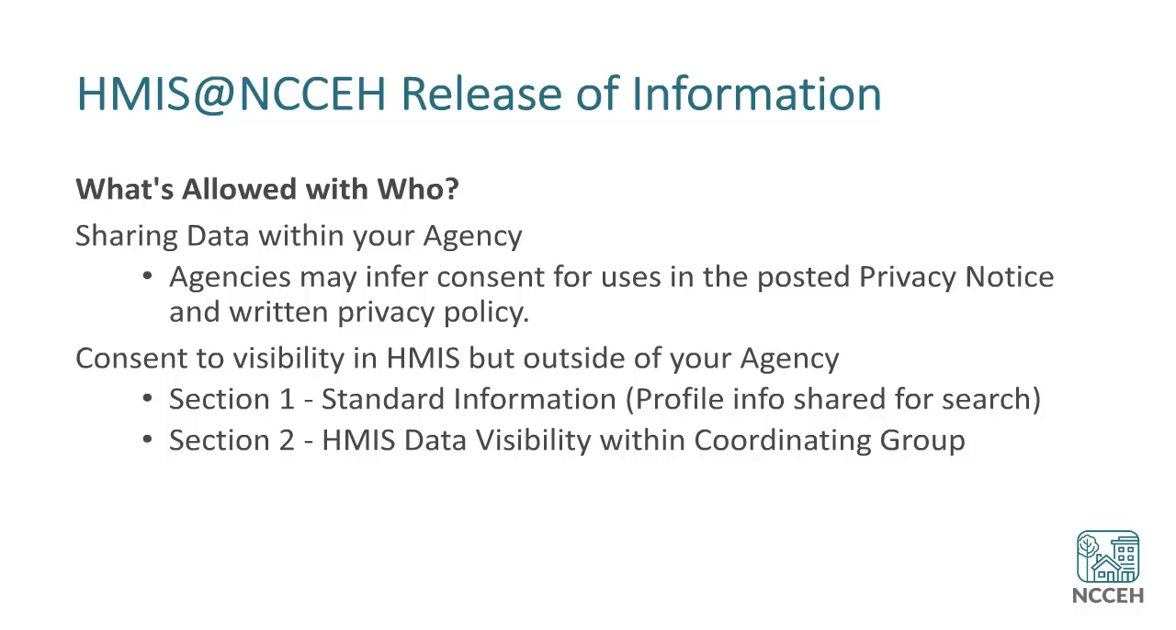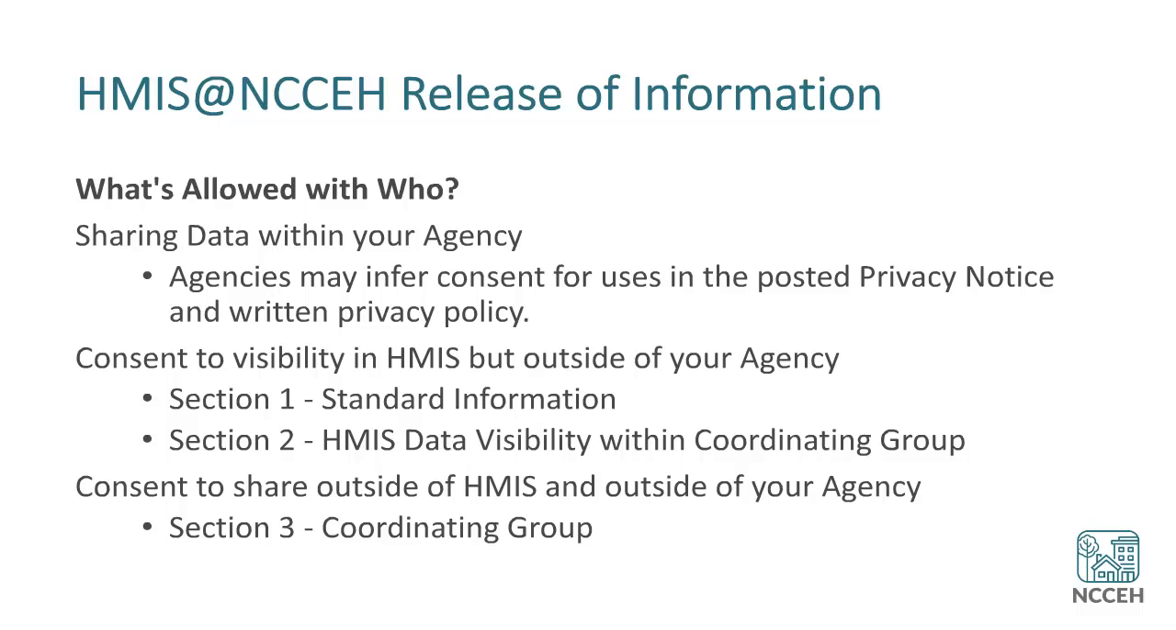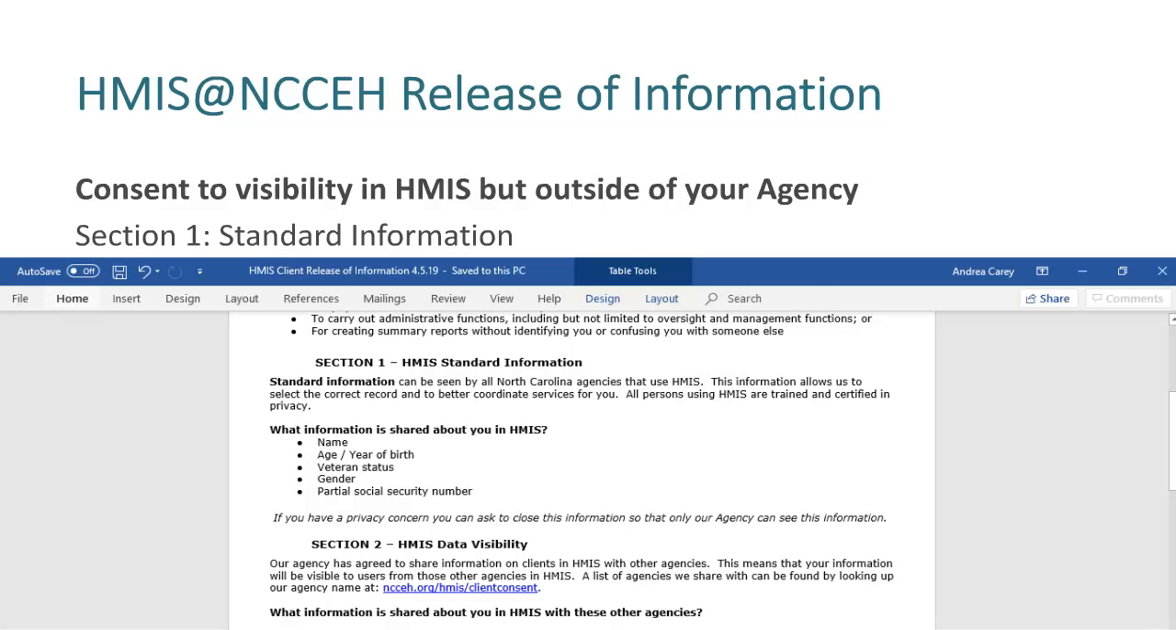There are 2 sections for this. Section 1 asks for consent for standard information to be visible in HMIS at NCCEH. Section 2 asks for consent for more information to be visible within local or regional coordinating groups. Finally, our ROI includes consent to share information outside of HMIS and outside of your agency in Section 3. There will be consent documented for each of these sections at the end of the ROI. Consent to visibility in HMIS but outside of your agency.